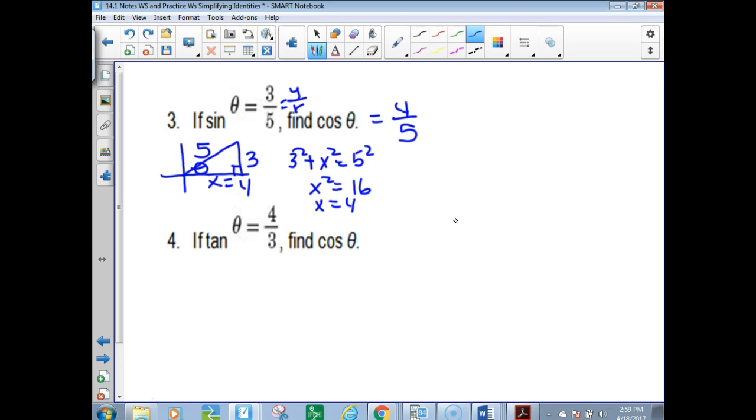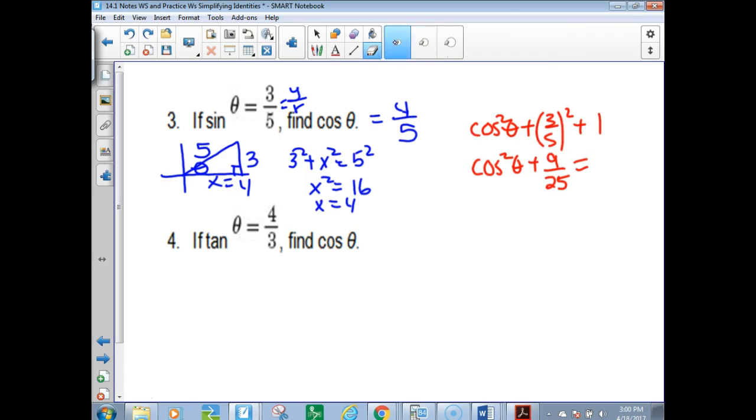I want to continue on with showing it by an identity. It was cosine squared plus sine squared equals 1. That is the identity. I'll show you how we can get it from here as well. So cosine squared theta plus 9/25, I'm sorry, that shouldn't say plus 1. I don't know how I made a plus sign there. It should be equals.